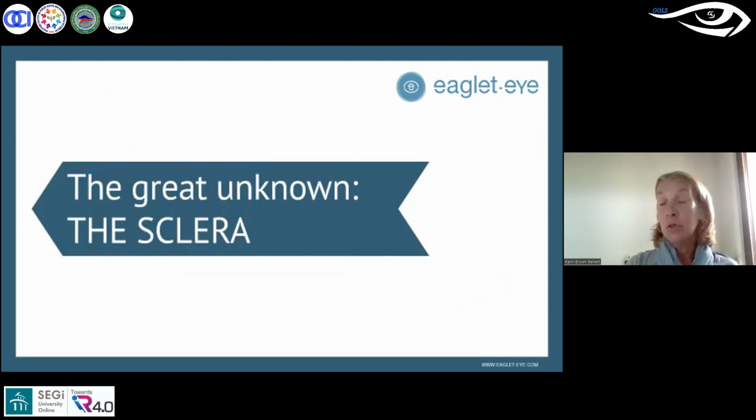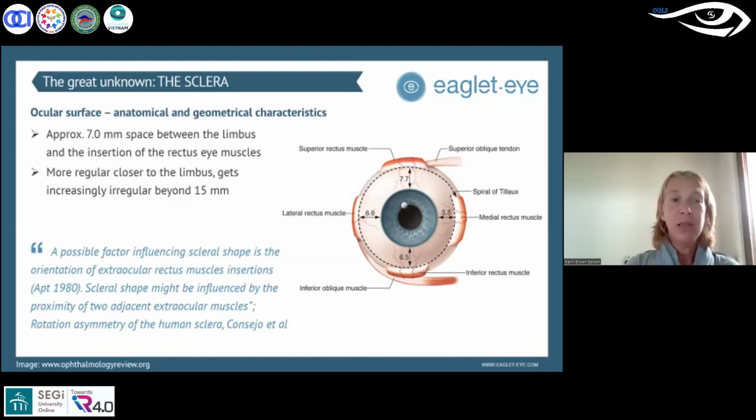So the great unknown, the sclera. Through research, and this is the very basic research that we started with, the ocular surface and its anatomical geometrical characteristics. There is approximately a 7 millimeter space between the limbus and the insertions of the rectus muscles, and the surface is more regular closer to the limbus. It gets more irregular beyond the 15 millimeters. So looking at the measurement, as you move away from the limbus, it gets more irregular.